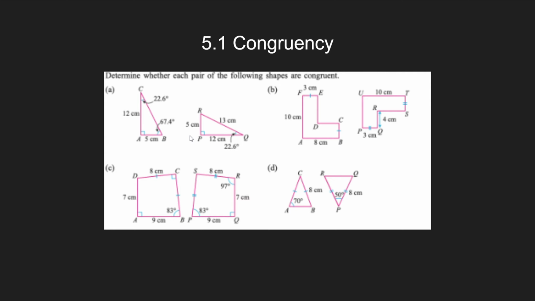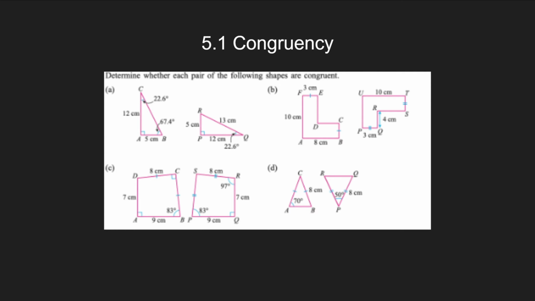And you can see whether PRQ, the degree, which is 180 minus 90 degrees for the right angle triangle, and minus the 22.6, is equal to 67.4. So the angle of R is equal to the angle of B. Hence, the measurement of all corresponding sides and angles are equal. Hence, both shapes are congruent.